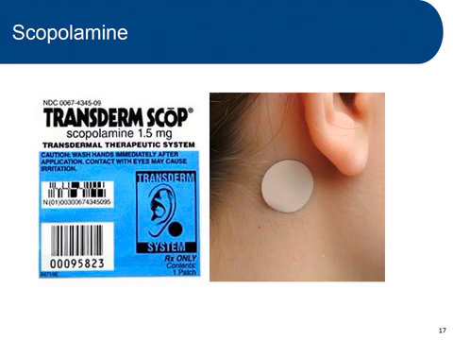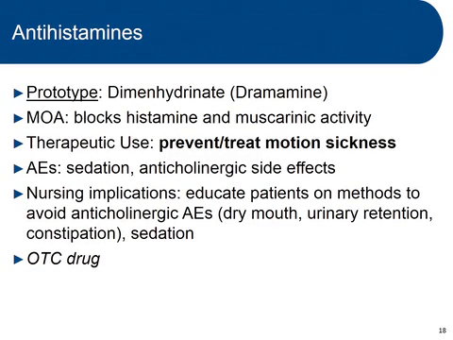And this is what it looks like. So Transderm Scop, it's a small patch. You place it behind the ear. It only comes in one strength, 1.5 milligrams, and even on the packaging, which you see on the left there, there's a diagram showing the patient how to administer it, or showing the nurse who would be administering it, how that needs to be administered.